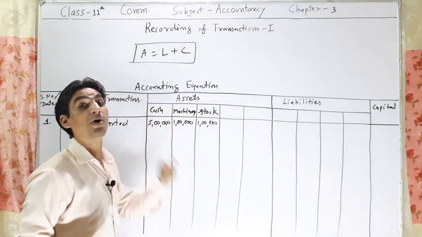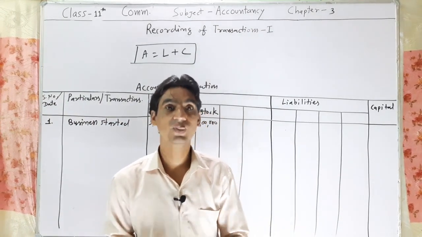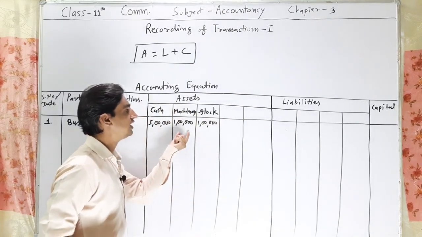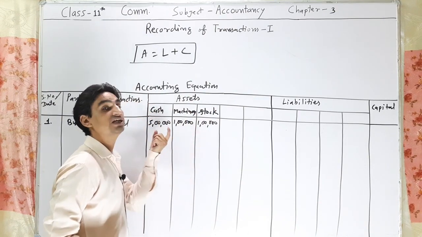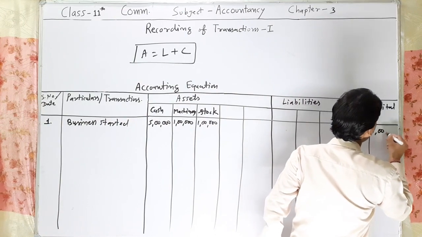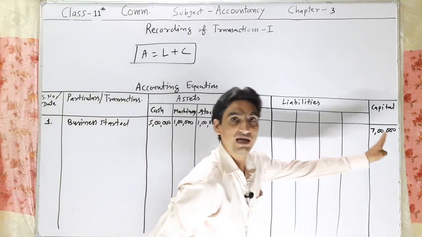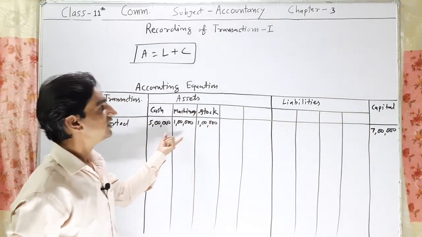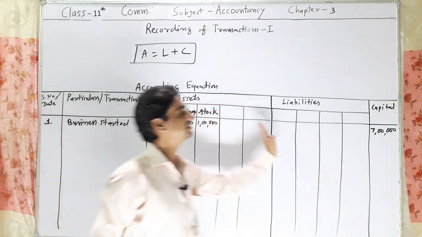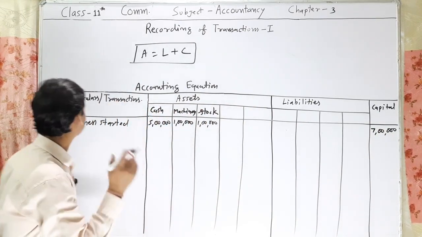The total amount is given by the owner, and the owner's account is the capital account. So 5 lakh plus 1 lakh plus 1 lakh, the total 7 lakh will be your capital. Now the asset side is equal to the liabilities plus capital side: 7 lakh total on the asset side and 7 lakh total on the liabilities plus capital side. I hope you understood.